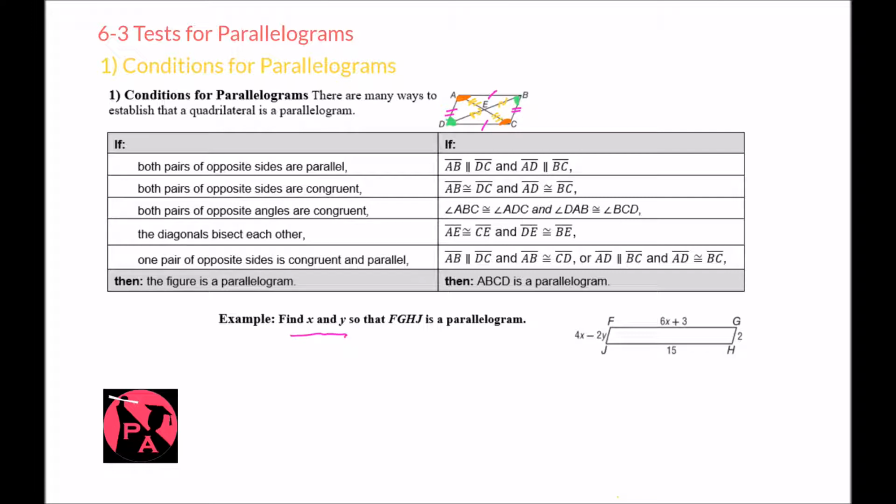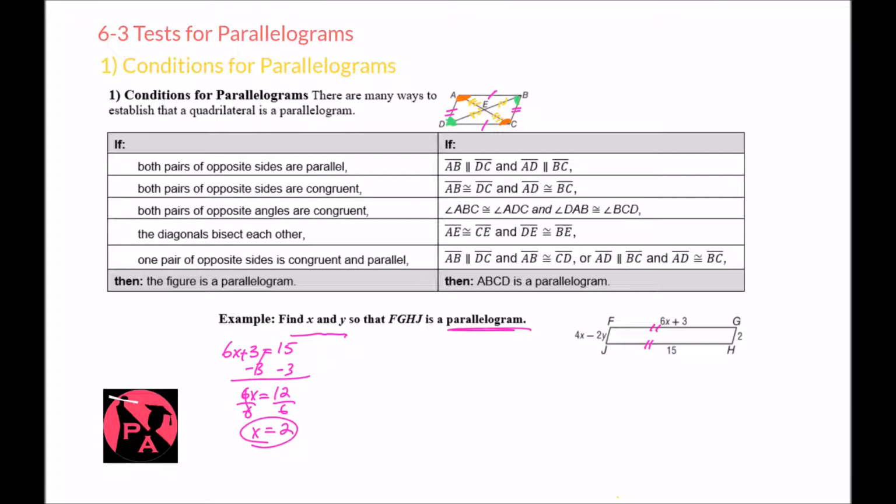Find x and y so that FGHJ is a parallelogram. So we have the figure. If we look at the measures that we have, we realize that we know the measures of the sides. This side FG is 6x plus 3, and side JH is 15 units. And I know that if this figure is a parallelogram, which it is, then their measures must be the same. FG and JH must be the same. One of their measures is 6x plus 3. It must be the same as 15. So we solve this equation by subtracting 3 on each side and dividing by 6. So x would be equal to 2.